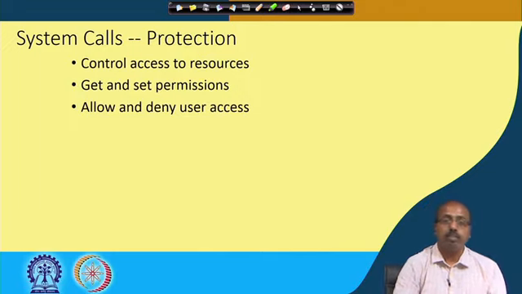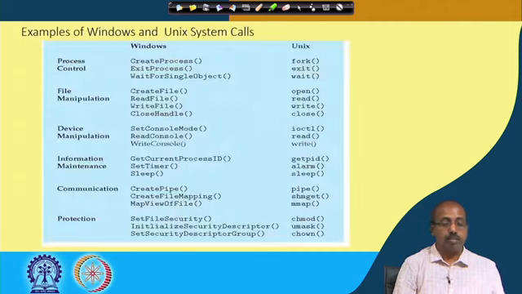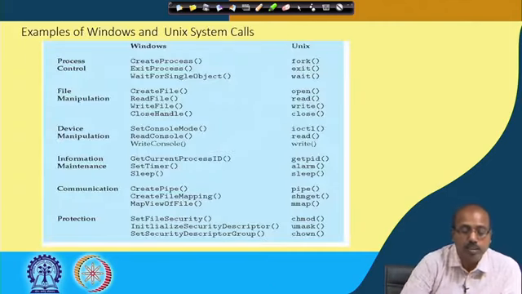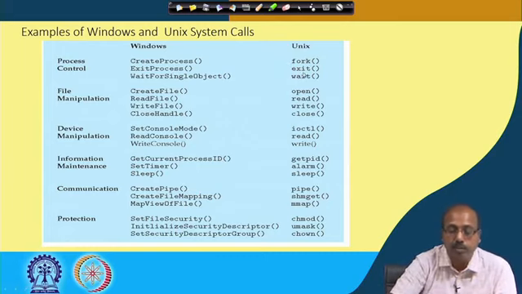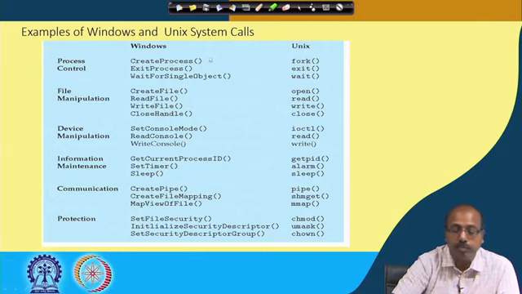If you look into any operating system, the system calls can be grouped into these categories. For example, from the process control group, in the Windows operating system there are calls like create process, exit process, and wait for sibling object. Similarly, for a Unix or Linux system, we have the corresponding system calls like fork, exit and wait. So create process of Windows is similar to fork in Unix, and exit process in Windows is similar to exit in Unix.